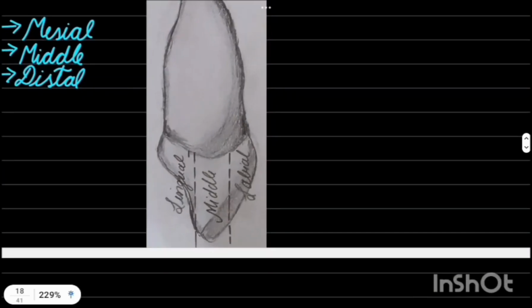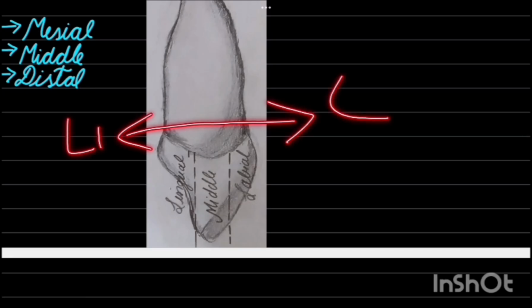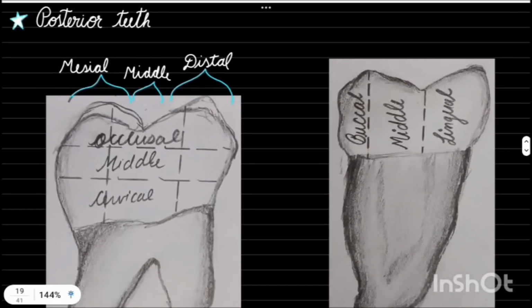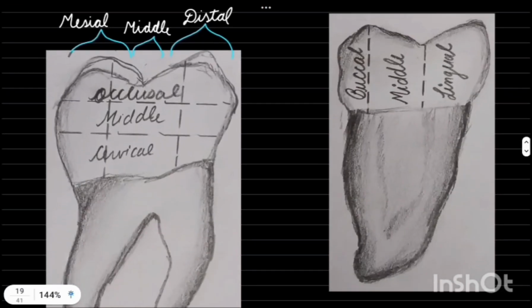From the labiolingual aspect, this is the labial, this is the lingual. From labiolingually, the part which is facing the lips or the labial side will be the labial third. The part which is facing the tongue or the lingual surface is the lingual third, and the part between them is the middle third. Similarly, in the posterior teeth, from the buccal aspect, we will divide it into 3.